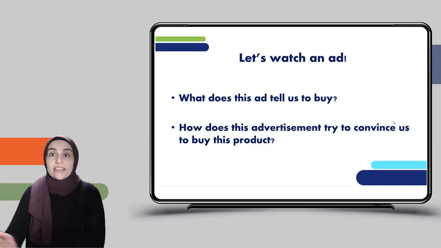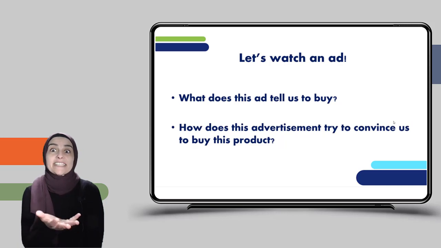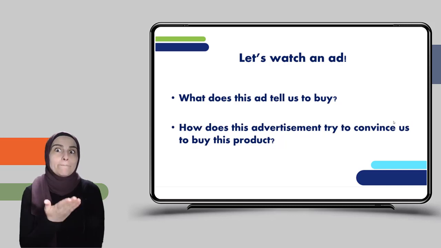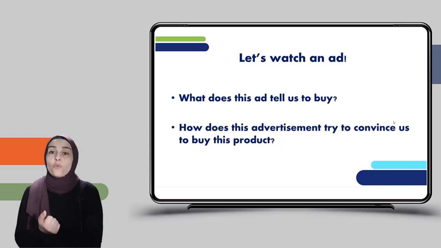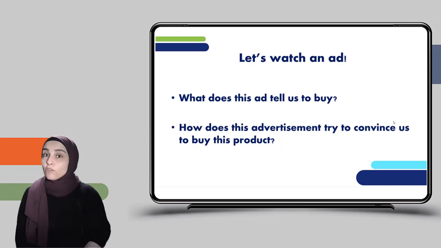Okay, so this is what we're going to do now. We are going to watch an ad. We're going to watch an advertisement. And we said that advertisements try to sell us something. They try to make us buy something. Ads try to sell us because they want us to buy something. Okay? We're going to watch an ad. The ad that we're going to watch is a TV advertisement. It's on TV. Sometimes you can find written ads, like a text, and an ad can also be a video. We're going to watch a video.